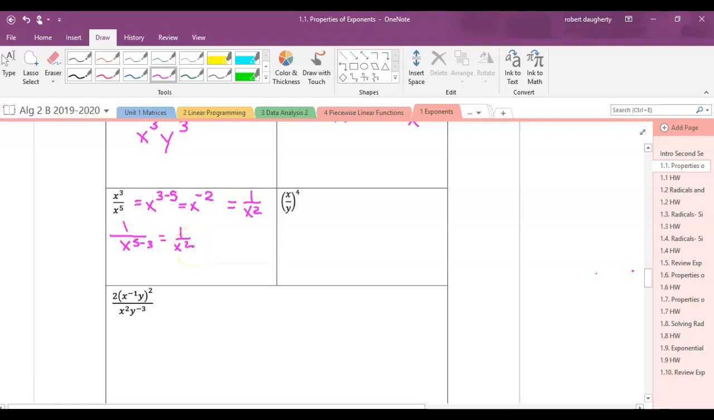So there are two different ways. In most of these problems, there are going to be multiple paths to getting to the right answer. As long as you are not breaking any of the laws of exponents, you're going to get where you need to go, okay? x over y to the fourth, what is that? This is x to the fourth divided by y to the fourth, okay?